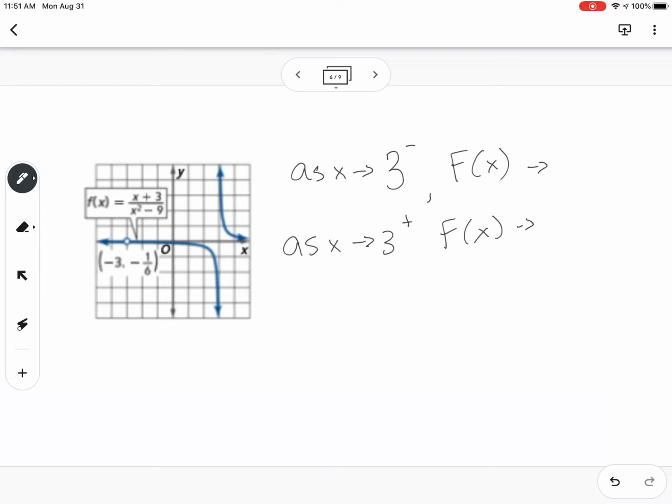f of x approaches, so from the left is this way. What's this graph doing? It's going down forever, so -infinity. From the right, so as we go this way, the graph's going up, so +infinity. Right, -infinity, +infinity.